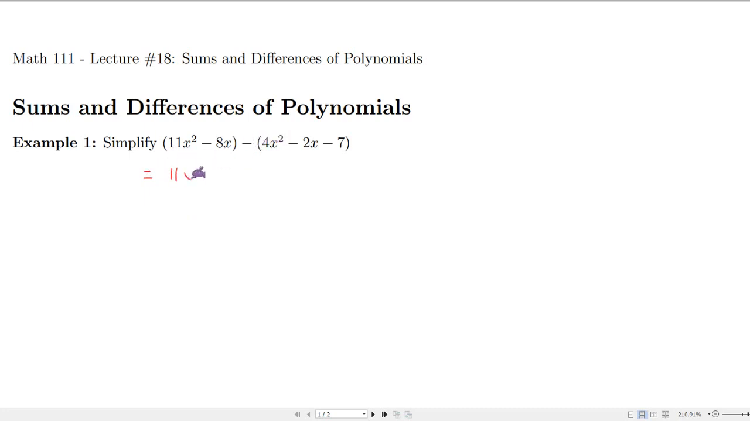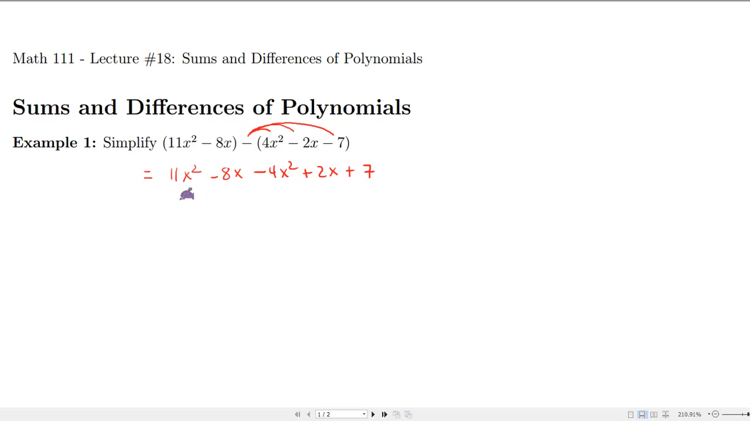So we have 11x squared minus 8x and then minus 4x squared. But that minus is going to get distributed. So this will be a plus 2x and a plus 7. And then now, similar to how we were simplifying before, you're going to combine like terms.